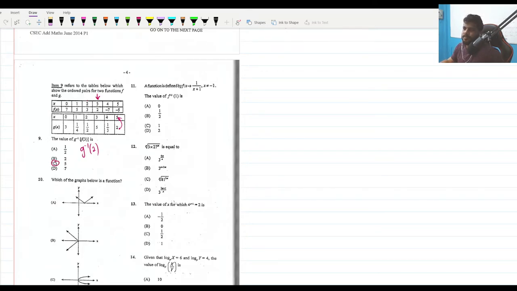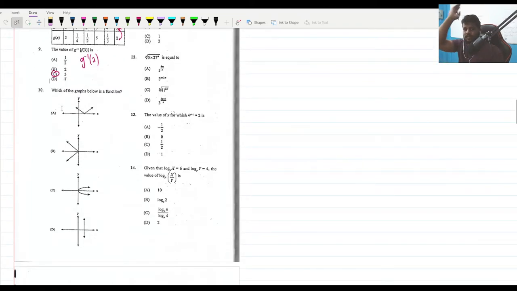Which of the following is a function? Just draw a vertical line. If it cuts once, it's a function. Some cut once, some cut twice, some cut all the time for this vertical line test. So the answer is A.